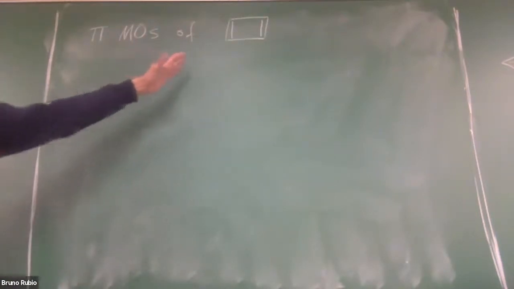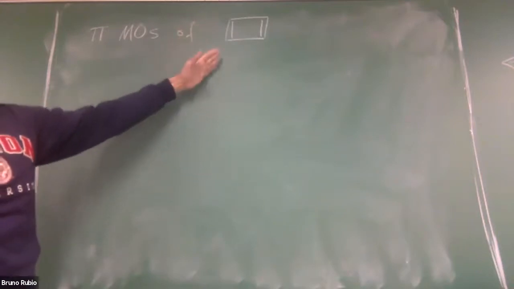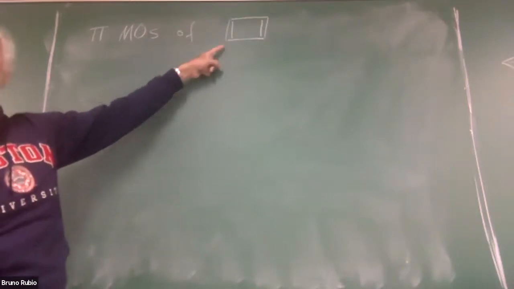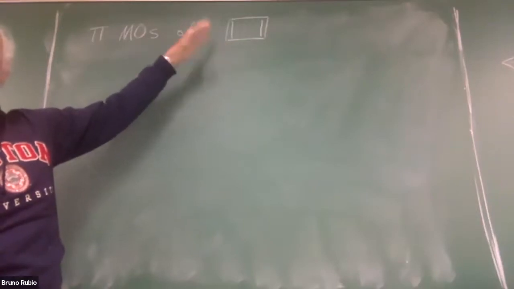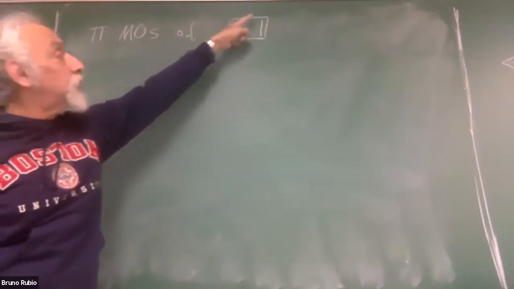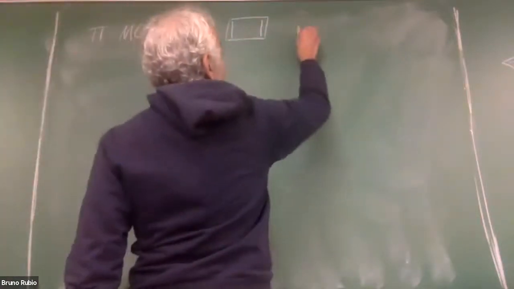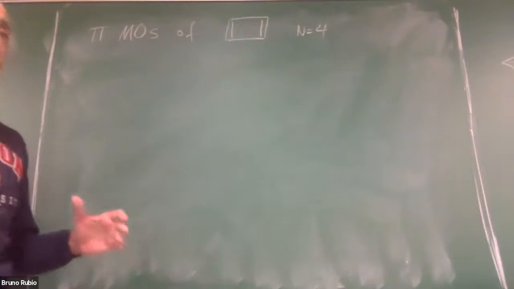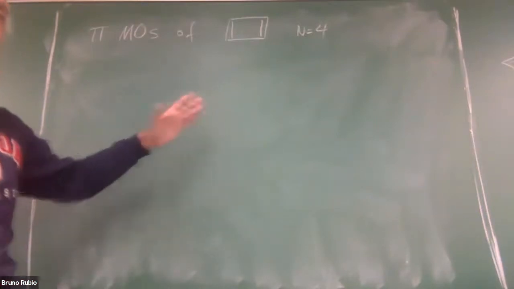Okay, how many p orbitals are getting together here? That's going to tell us how many pi MOs we have. So how many p orbitals got together here? Correct, 4. 1, 2, 3, 4. So for this guy, n is equal to 4. We will have 4 pi molecular orbitals. Okay, and so the lowest energy molecular orbital of cyclobutadiene will have 0 internuclear nodes.